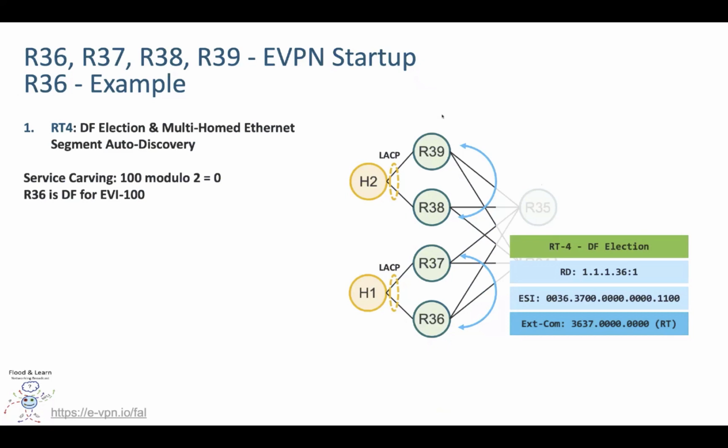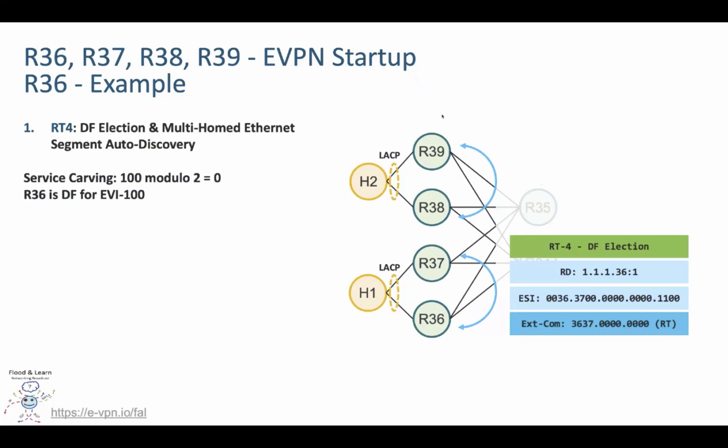So the first one is the DF election. The DF election works like this. We are using route type 4 in the BGP EVPN address family. So basically R36 and R37 say, hey, I have this particular ESI, because you as an operator are responsible for configuring this ESI. In this case, you can see a route type 4 coming from router 36, and completely the same will also happen on 38 and 39.